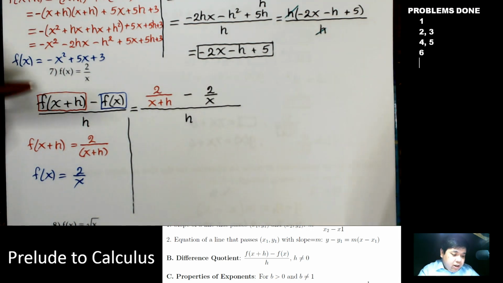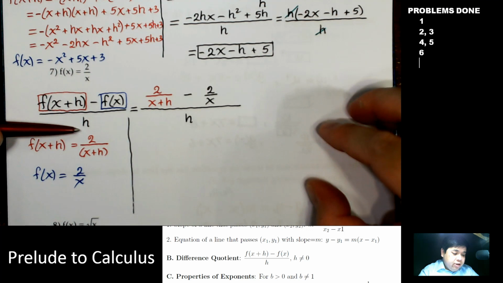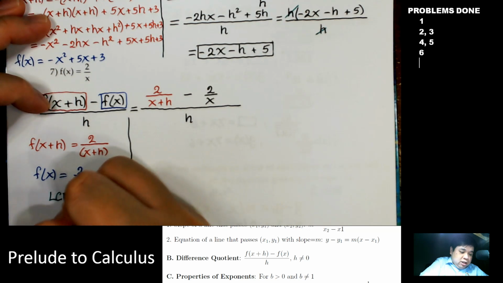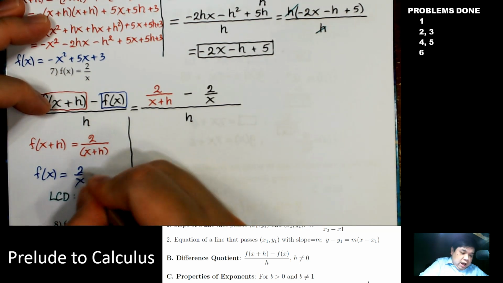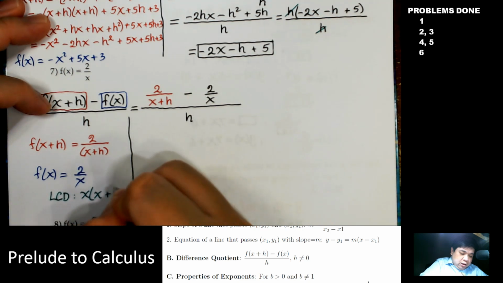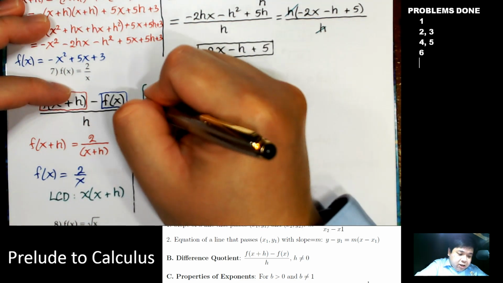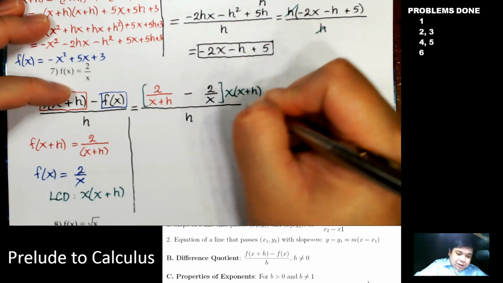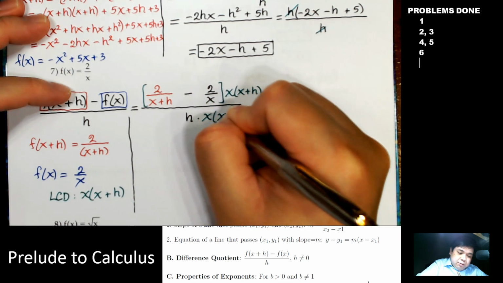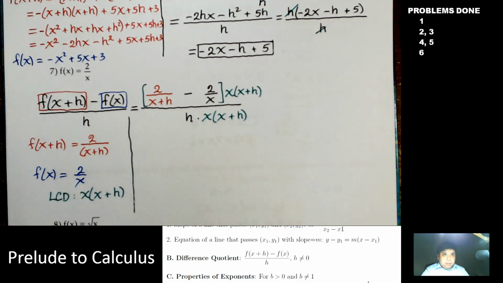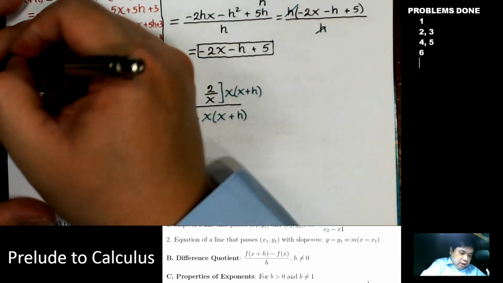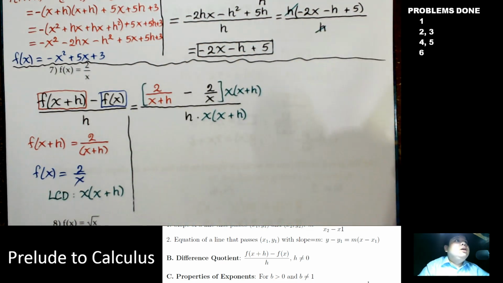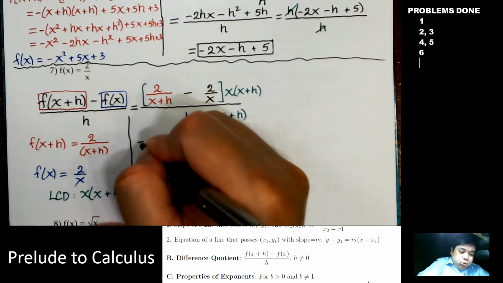To simplify this, we write the least common multiple of these two fractions. So we have the least common denominator of those two is x and x plus h. We will multiply that to the top and the bottom. Right. Now just multiply it out.